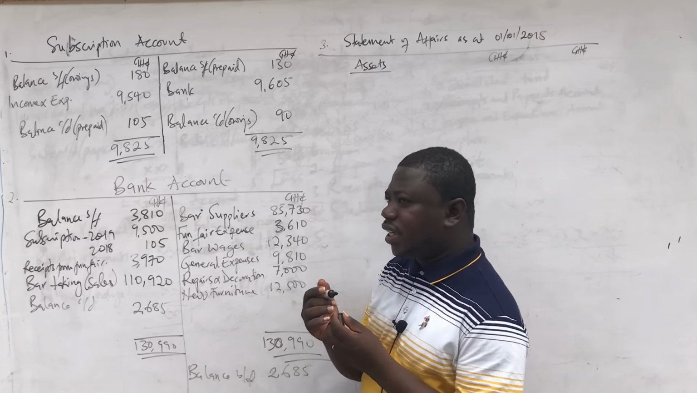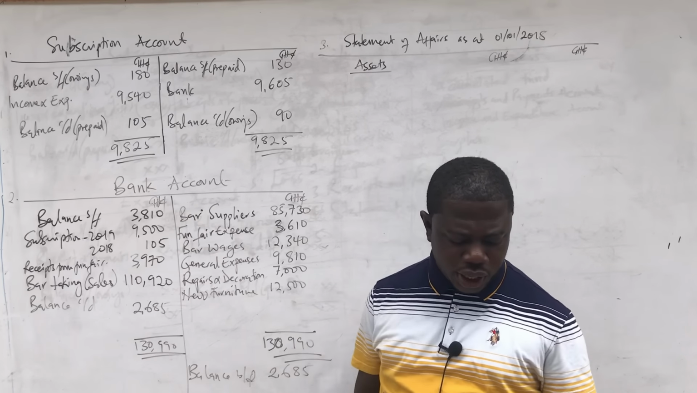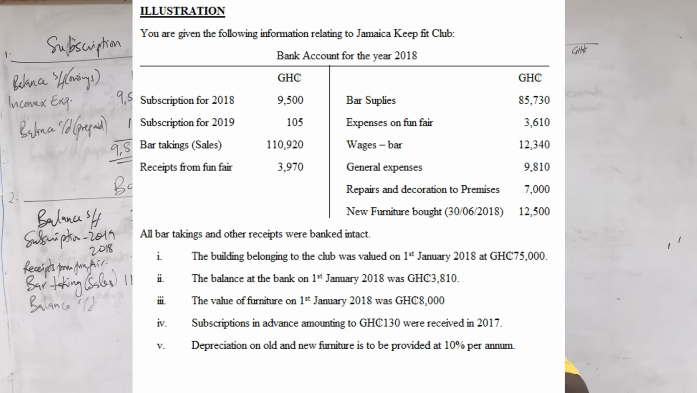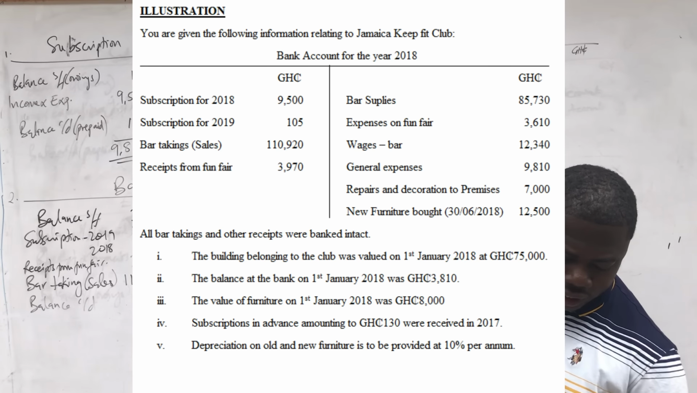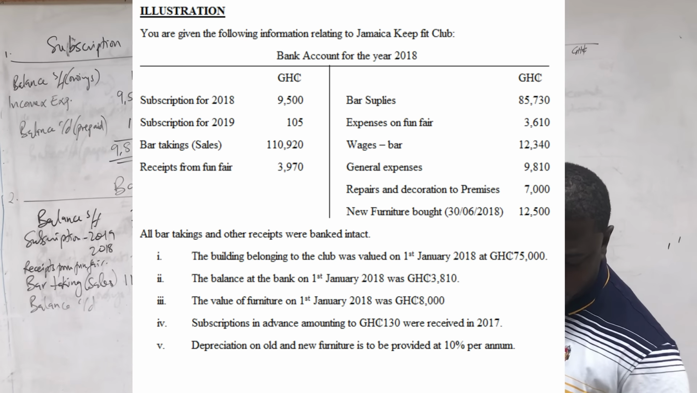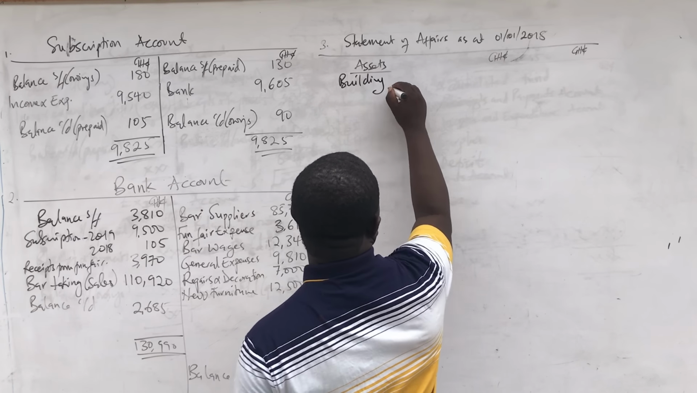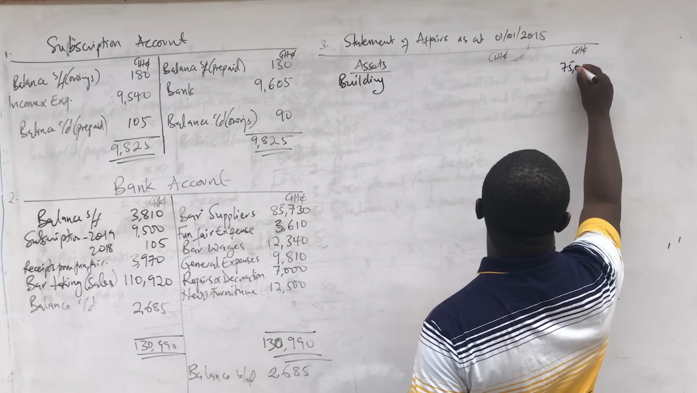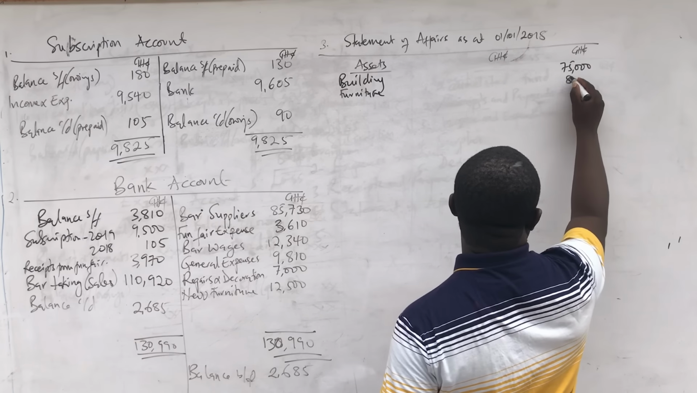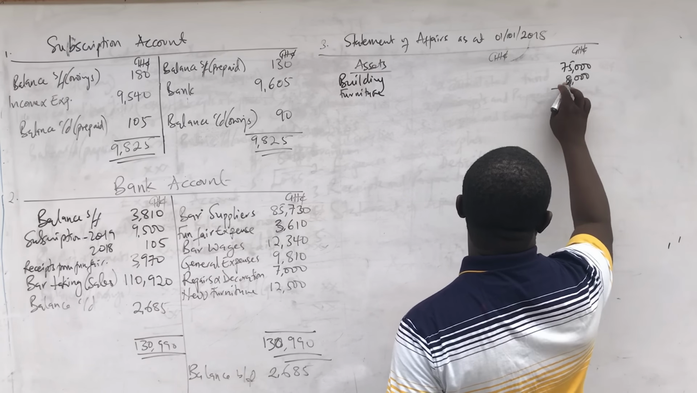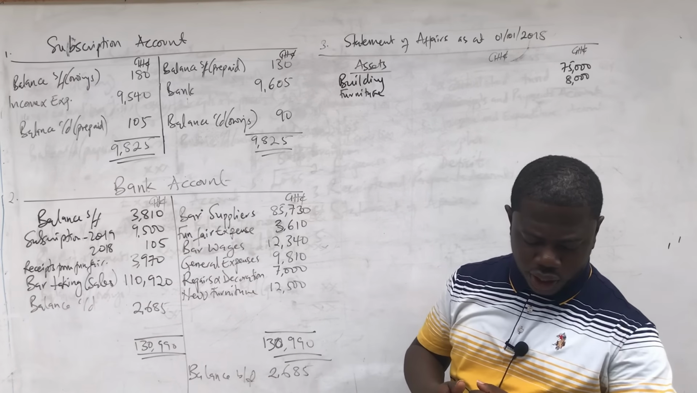Now, we have two non-current assets at the beginning of the year. If you look at the additional information, we are told that the building belonging to the club was valued on 1st January 2018. So that is the opening balance for the building, 75,000. And then the third information says the value of furniture on 1st January, 8,000. So we have building to be 75,000, and then we have furniture to be 8,000. These are only the opening balances. Okay, and then we can continue with the current assets.